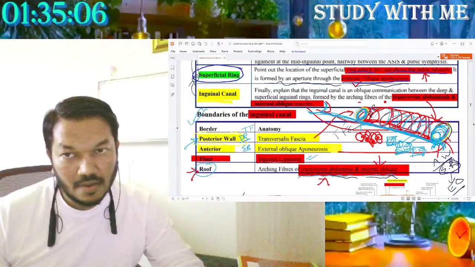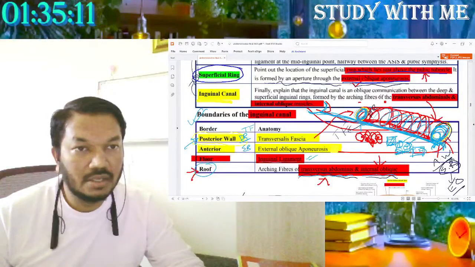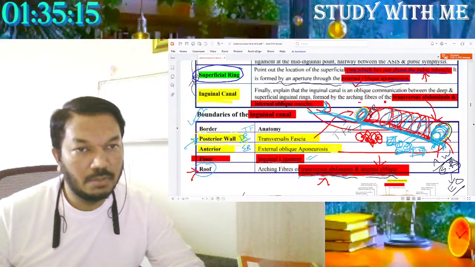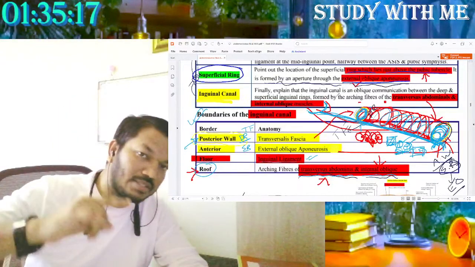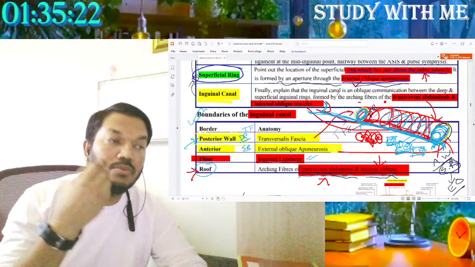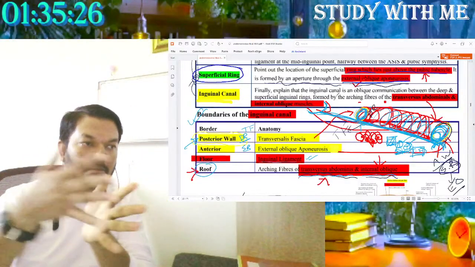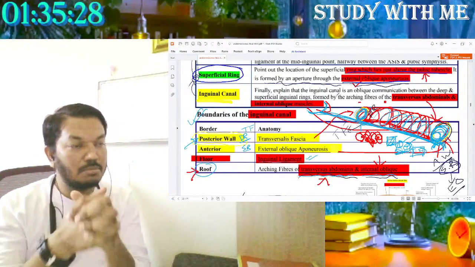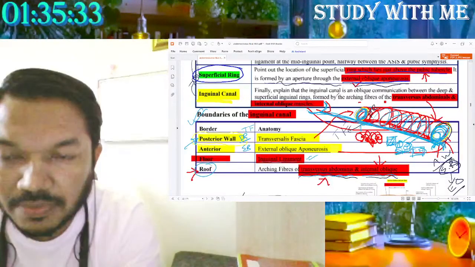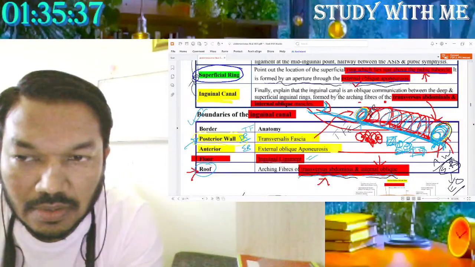Finally, the inguinal canal is an oblique communication between the deep and the superficial inguinal ring, formed by the arching fibers of the transversus abdominis and internal oblique muscle. You remember the muscles: external oblique, internal oblique, transversus abdominis, then transversalis fascia. Now you can see the boundary.